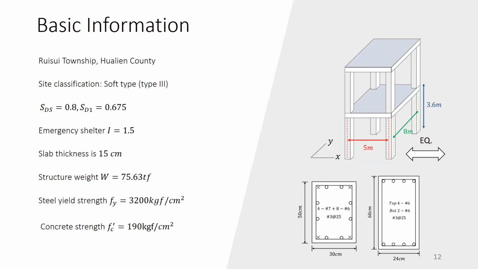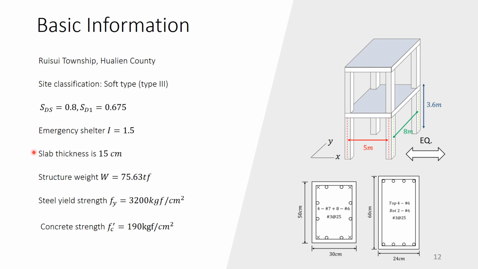So this is the example structure. This is a hypothesized example structure. So it is located at Hualien. Its site classification is soft type. And from the location, SDS and SD1, the values are determined. And this structure is an emergency shelter, so the importance factor I equals 1.5.